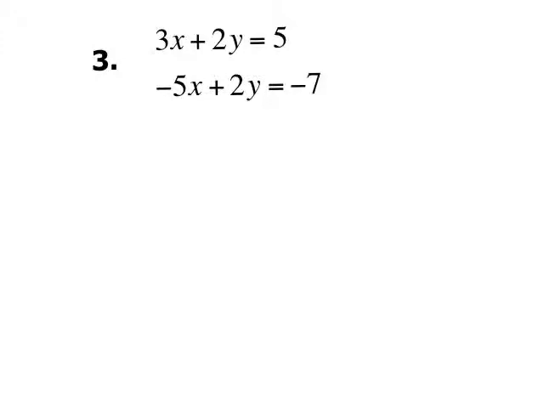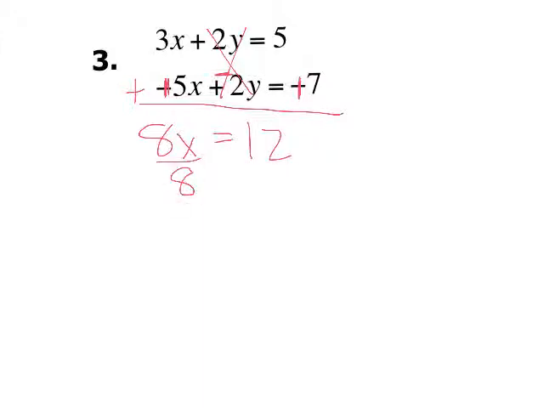So negative 5x becomes positive. Positive 2y becomes negative. Negative 7 becomes positive. So I multiply by a negative 1 to change the signs. Now I have opposites. Now I can add down. So 3x and 5x is 8x. 2y and negative 2y is gone. Bring down my equal sign. 5 and 7 is 12. Divide by 8.